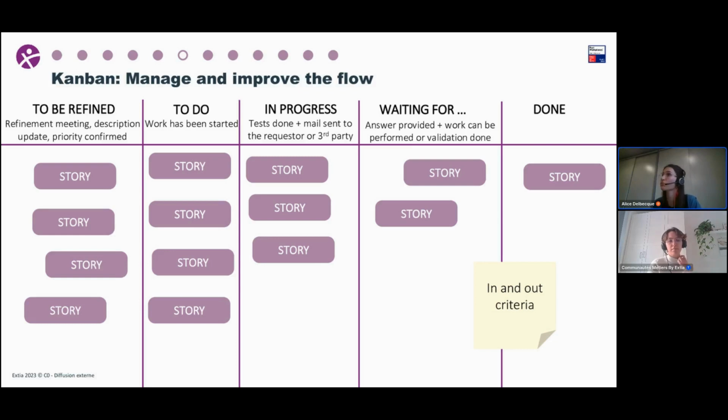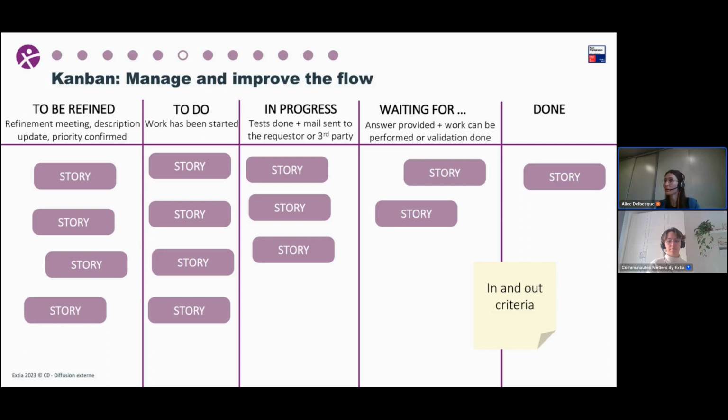If we want to remove a story from the waiting for part, it means that we have the answer and the work can be performed again, or we have the answer and the validation is done. So first, really trying to define what we call in progress. This is the first step.